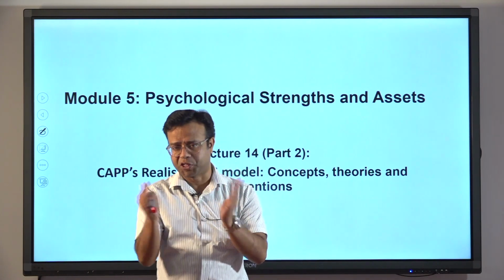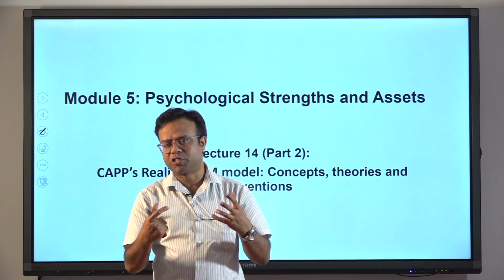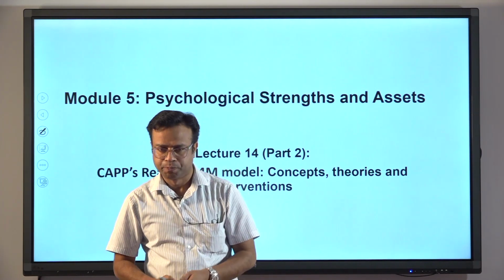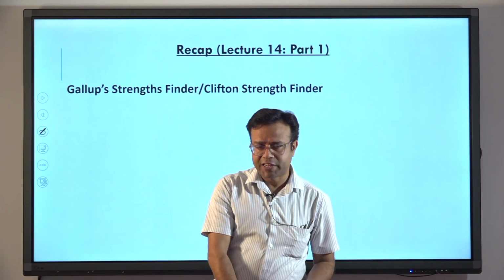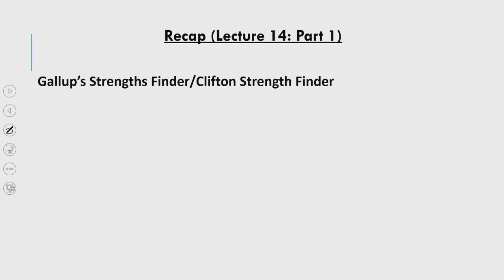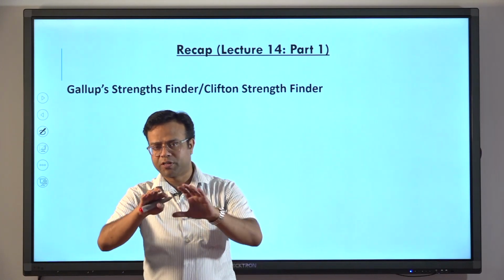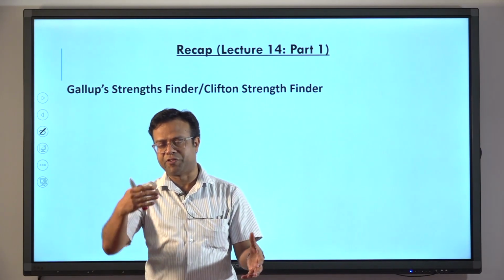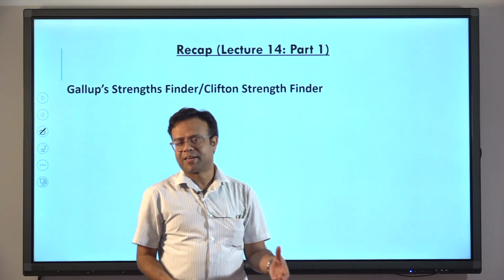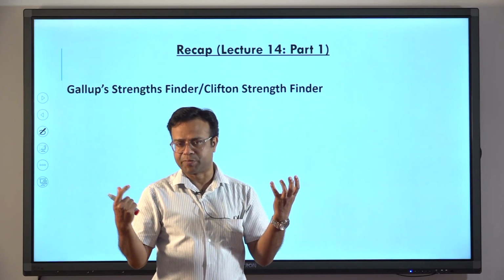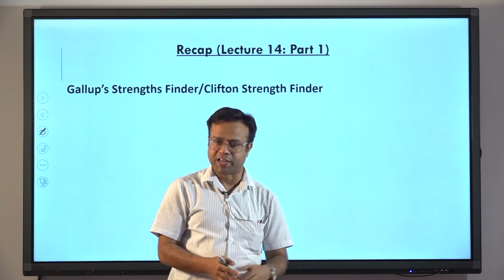This is another strength perspective, and we will talk about some of the concepts and some of the possible intervention ideas from this model. In part 1 of this lecture we talked about the Gallup Strengths Finder, or Clifton Strengths Finder, two names for the same thing. We talked about the 34 strengths that are classified under this system into different themes, and we discussed how we can develop them and so on. So we understood some of the different aspects associated with that in the first part of this lecture.